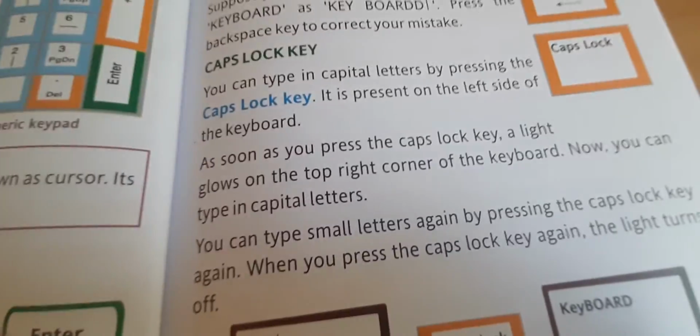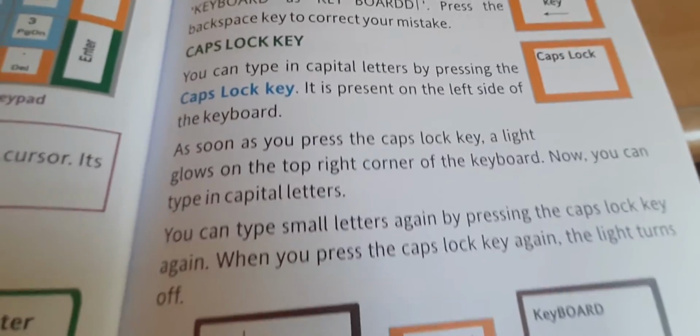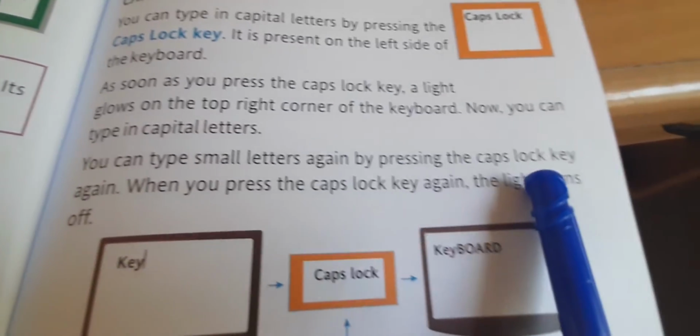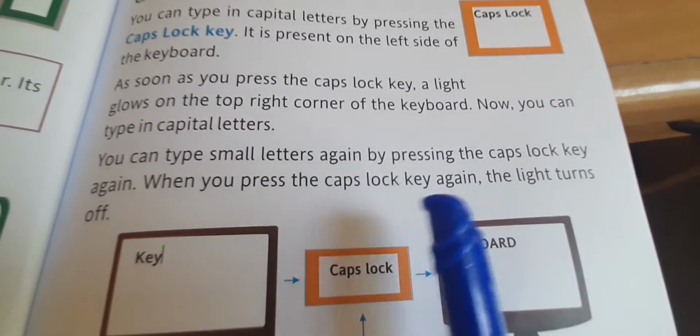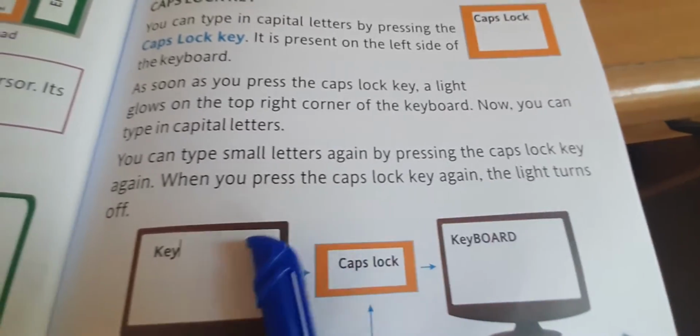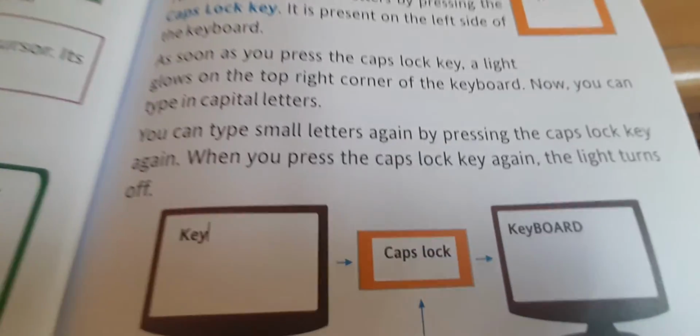So when this light is glowing or when this caps lock key is on, whatever we will type, it will be typed in capital letters. You can type small letters again by pressing the caps lock key again. When you press the caps lock key again, the light turns off, as I have shown you just now.